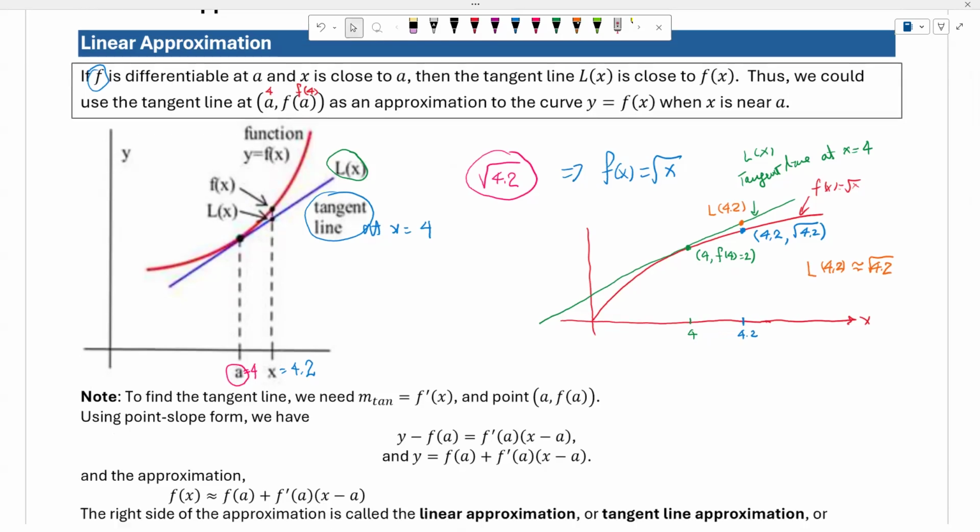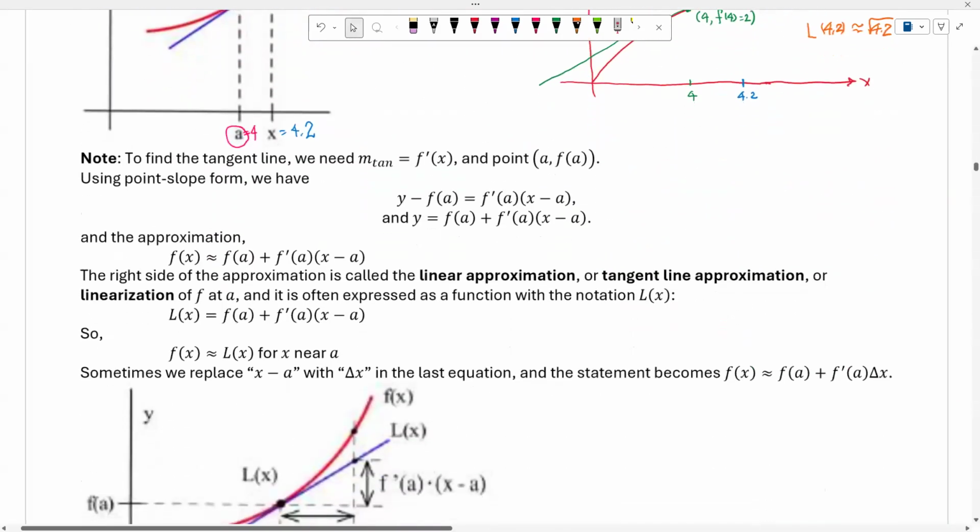Anyway, let us look at the detail now. To find the tangent line, we need the slope of the tangent, which is f prime of a, and the point a, f of a. Then we are going to use the point-slope form, y minus y sub 1 equal to m times x minus x sub 1. Then we have y minus f of a equal to f prime of a times x minus a.